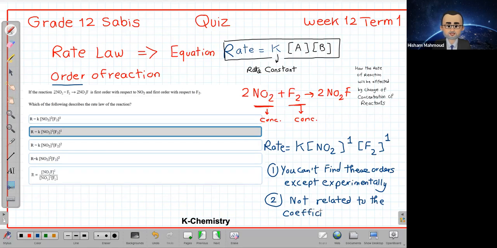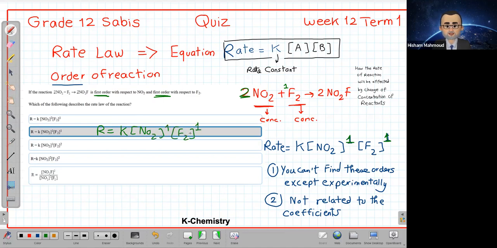The proof of that is that the coefficient of NO2 here is 2, but we have chosen the number for NO2 to be 1, according to what he said: it's first order. So he will always give us the order, or we can find it out as we will see in the next question. Here it is also first order, 1, and by chance this number is 1 here. So it's not necessary. The proof is that it's 2 here and 1 here. So is this correct? Yes, this is the correct one: R is equal to K NO2 to the power of 1 and F2 to the power of 1.